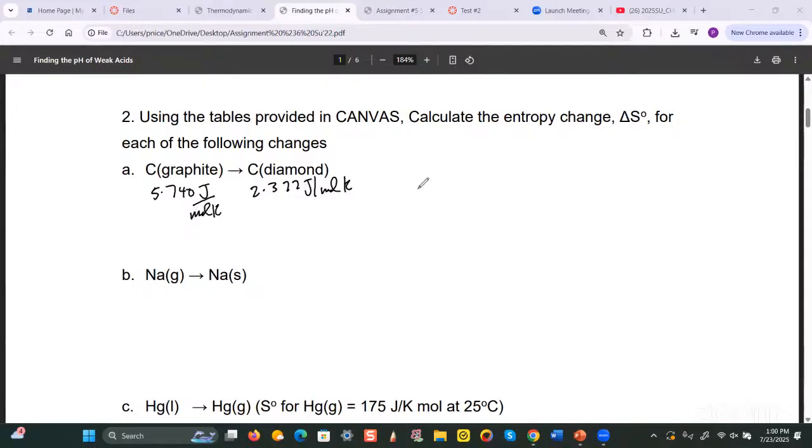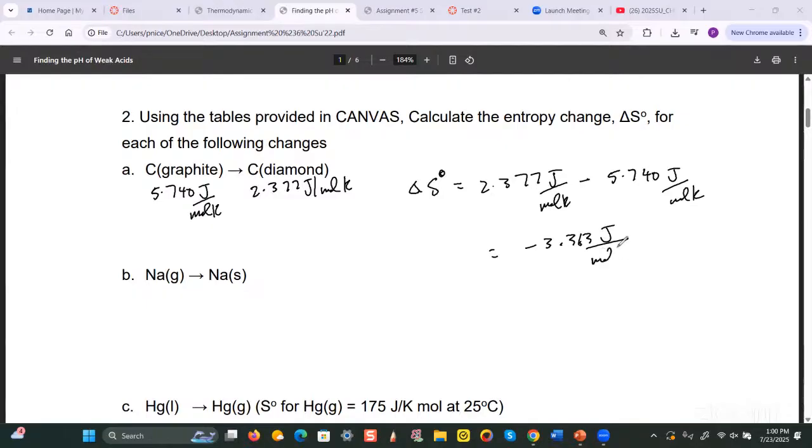Right? So delta S standard would be equal to 2.377 joules per mole Kelvin minus 5.740 joules per mole Kelvin, right? And according to my calculation, this works out to be minus 3.363 joules per mole Kelvin, right? So that's it, right? Total entropy of products minus total entropy of reactants, and that's it.